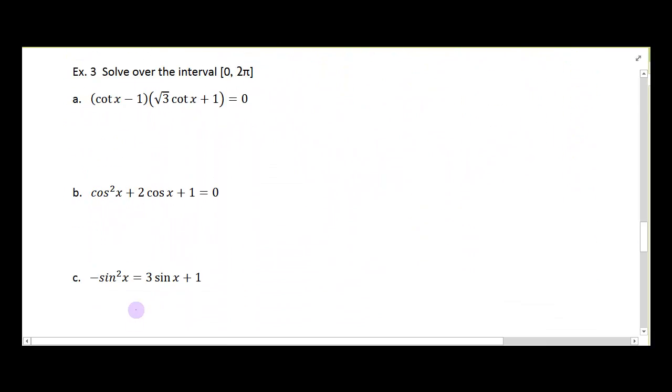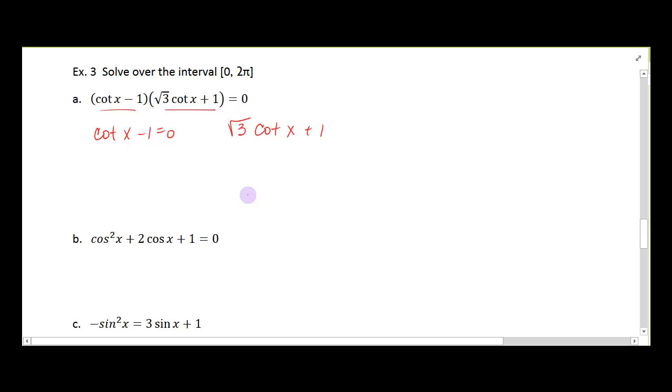So we have a series of problems here that we're going to work, and we're going to solve them by factoring. And we're going to do this over the interval between 0 and 2 pi, so all of my answers need to be given in radian values. Here you see I have this first equation. Notice that this first equation is already factored into two factors set equal to 0.